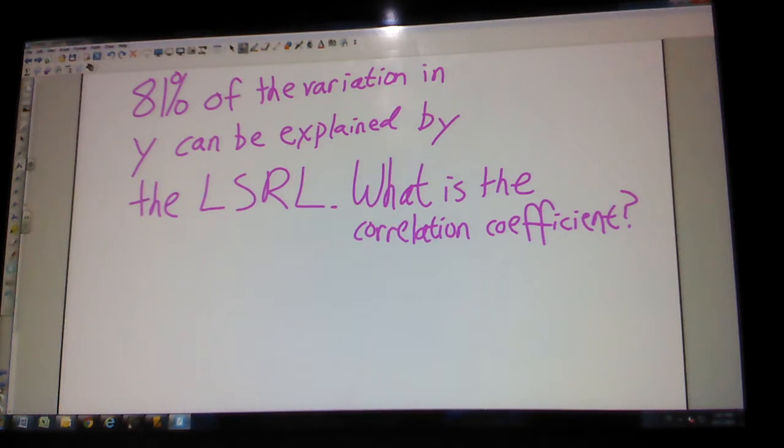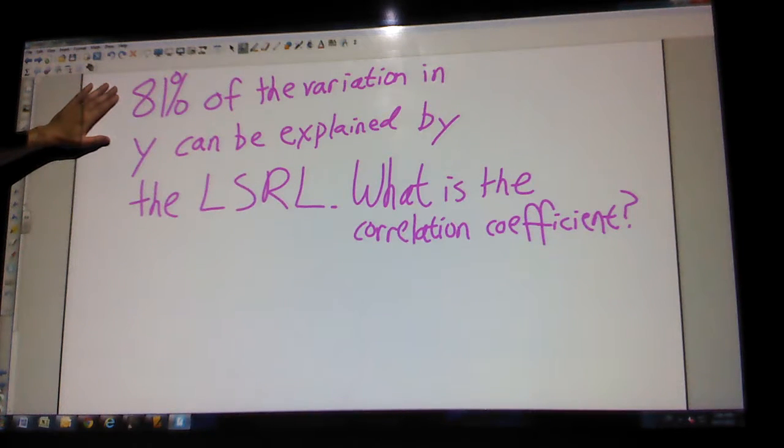What else did we talk about? We also talked about this thing called R squared. R squared is this sentence up here. So I came up with a problem to talk about R squared. What's our problem here?